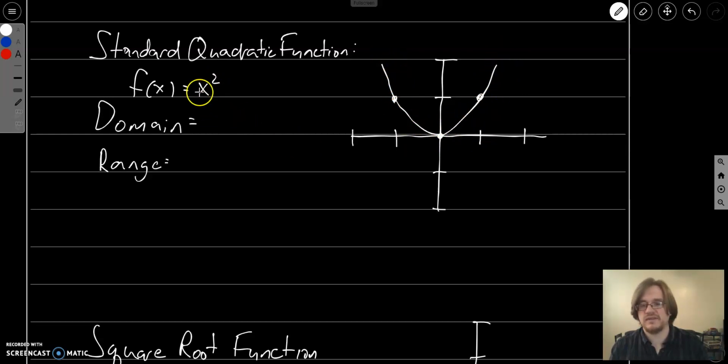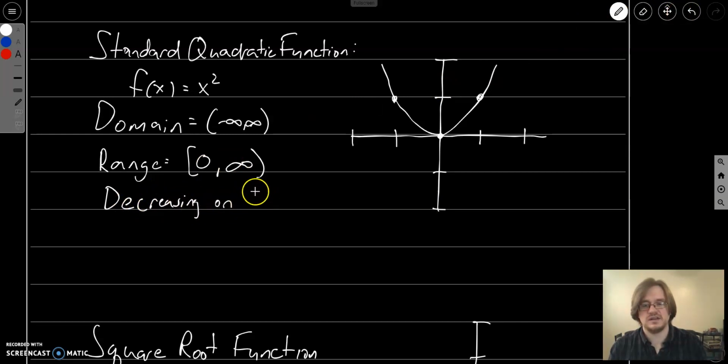The domain, what values can we square? Well, we can square any number. So the domain is going to be from negative infinity to infinity. The range of the function, what values can we get? Well, again, we can't get any negative numbers, but from 0 on up, we can get every single number. Again, just like the absolute value function, it's decreasing on half of the domain.